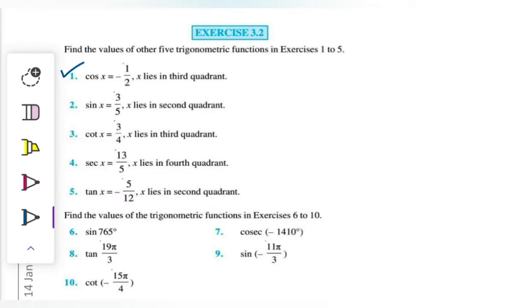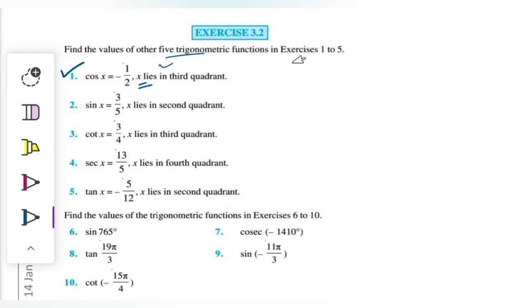Cos x equals minus 1 by 2. x lies in the third quadrant. Find the values of the other 5 trigonometric functions. That means here we are given that cos x equals minus 1 by 2 and x lies in the third quadrant.